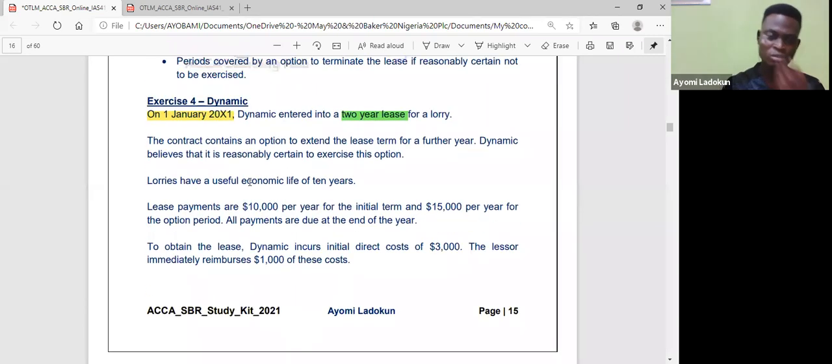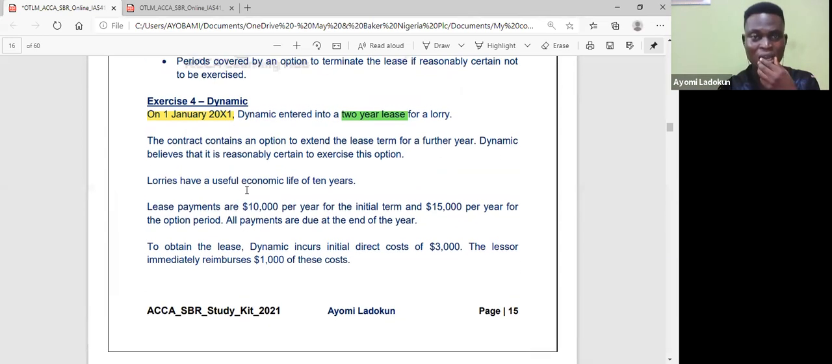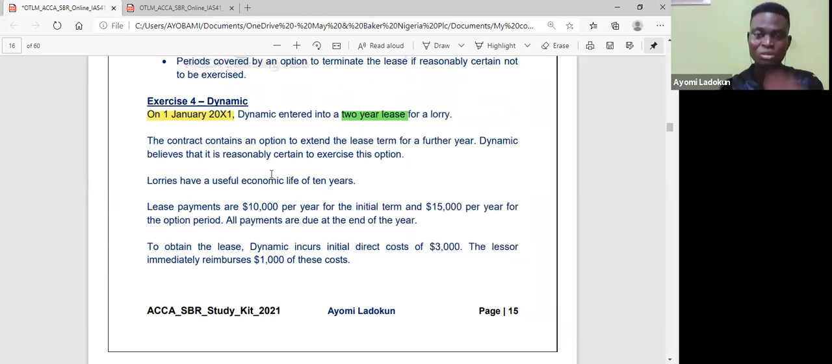So I have this question before me, and the examiner said I should compute the initial carrying amount. So in my head, I tell the examiner, this is lease accounting. How do I know? He said Dynamic entered into a 2-year lease. So Dynamic is the one leasing this particular lease. So in my account as a lessee, the basic principle is that I must recognize 2 things: right of use asset and lease liability. Lease liability is measured at the present value of the lease payments that have not yet been made.